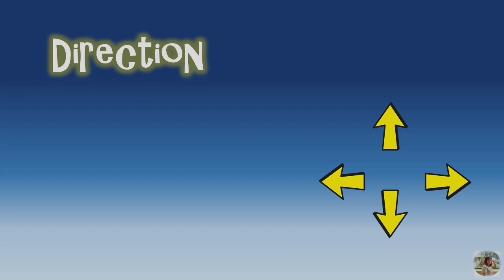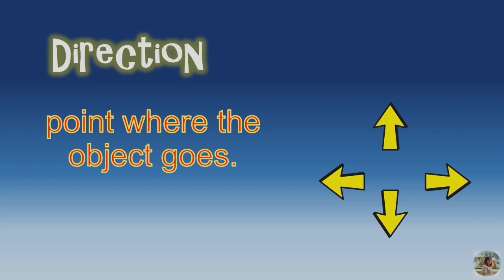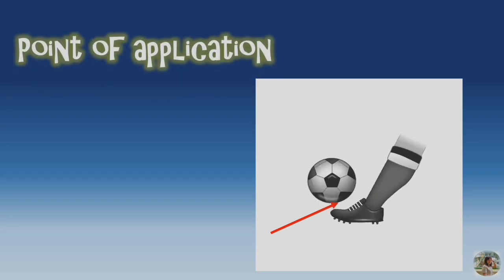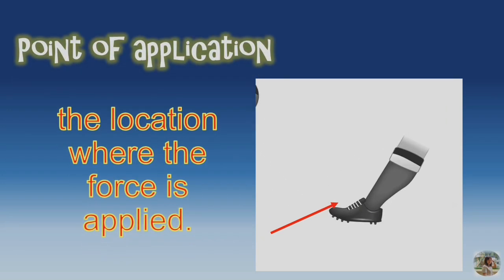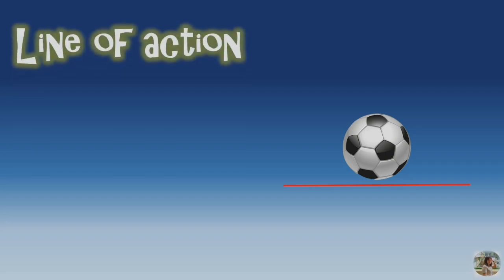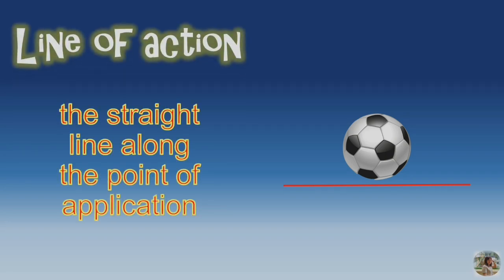The next one is direction. Direction is a point where the object goes. The next word that we talk about is point of application. Point of application is the location where the force is applied. And lastly is the line of action. Line of action is the straight line along the point of application and parallel to the direction of force.